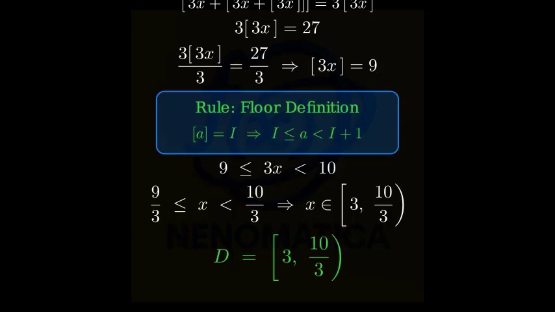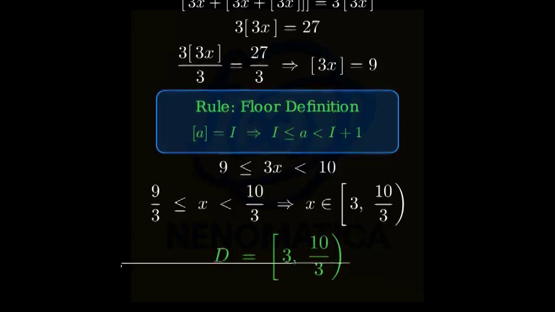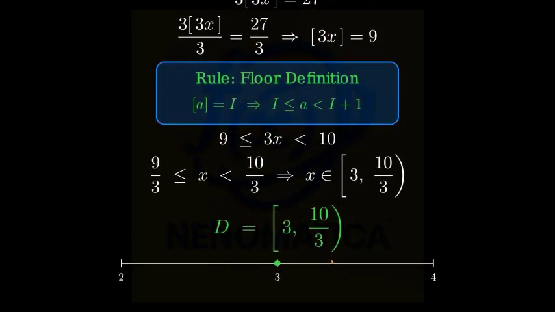To see the solution set clearly, let us draw a number line and highlight the interval from 3 to 10 over 3, including 3 and excluding 10 over 3. We mark the point at 3 with a filled dot and the point at 10 over 3 with an open circle. Then we shade the segment in between to show all the valid x values.